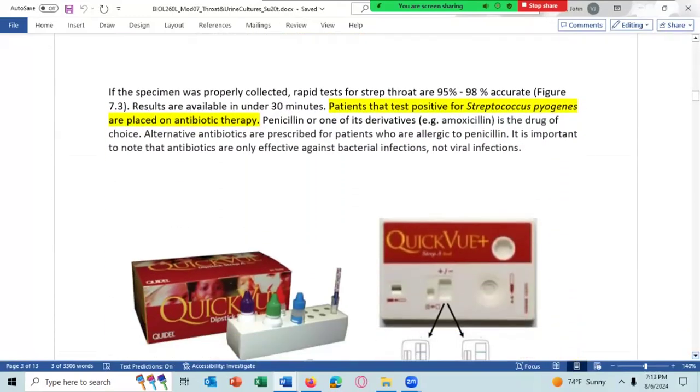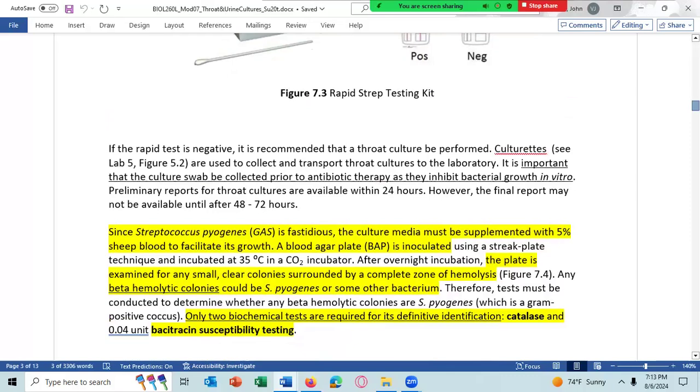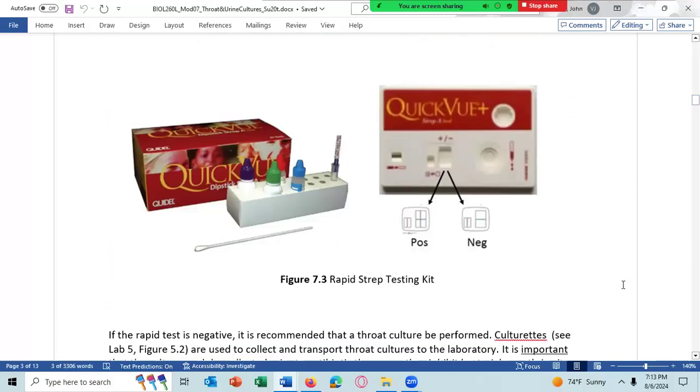If the specimen is collected properly, patients who test positive for Streptococcus pyogenes are placed on antibiotic therapy. The reason being is that Streptococcus pyogenes has a capsule around it, which makes it very difficult for the patient to throw off the bacterial infection. And there are some test kits. We're not going to talk about those.